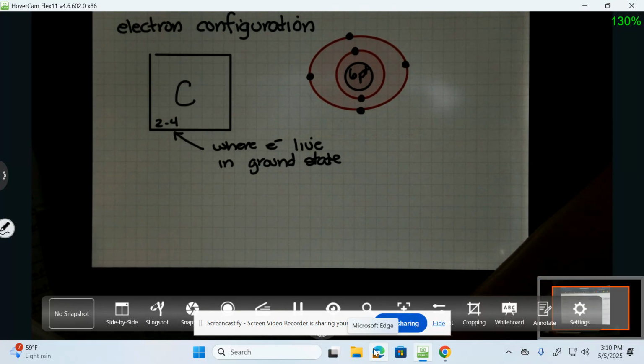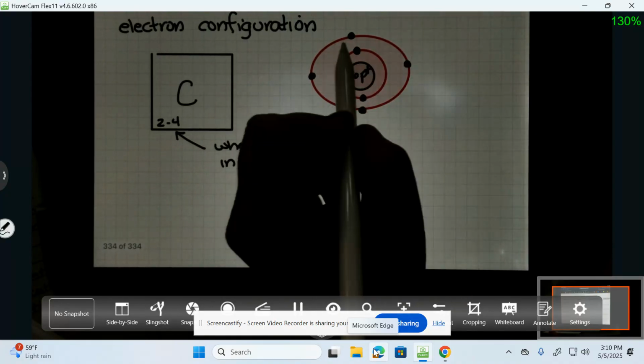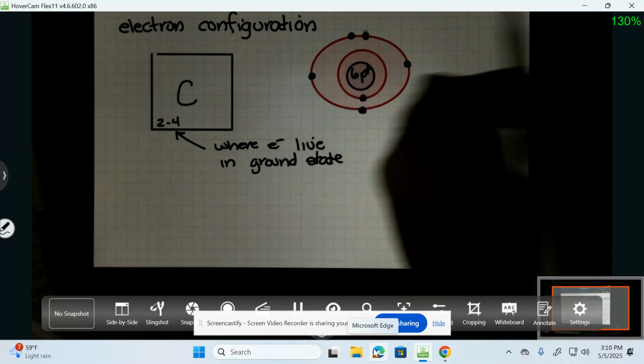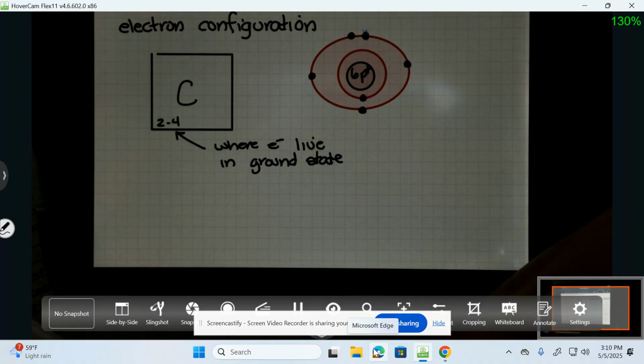So if I took a candle and put it to Will's butt, what is he going to do? It's going to jump, right? So if I put a candle to this electron right here, it might say, hey, I'm going up here to get away from the flame. Now it is an excited state electron configuration. So instead of being 2-4, I have 1-5.